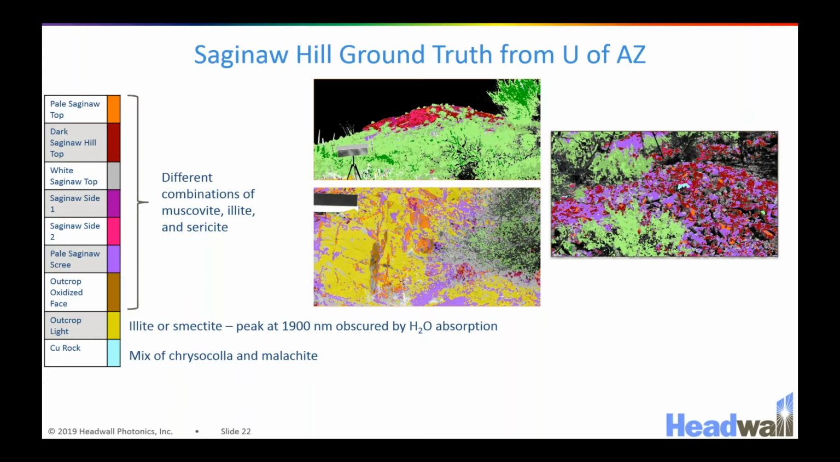And also, this yellow feature in the outcrop was either illite or smectite, and they said that because of the atmospheric absorption at 1900 nanometers, the spectral feature that could definitively distinguish those two minerals was obscured. And so that's unfortunate that we had to have air in the way there. And the copper rock was a mix of chrysocolla and malachite.